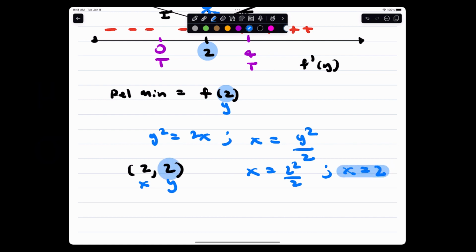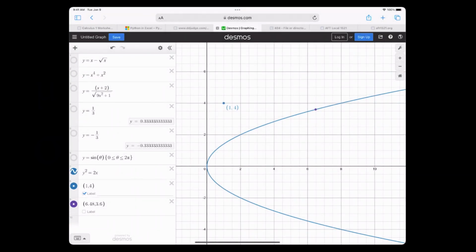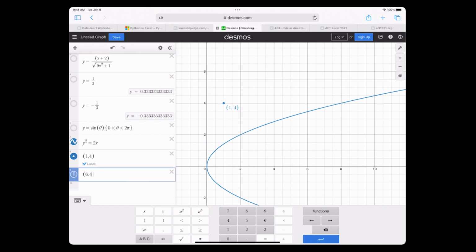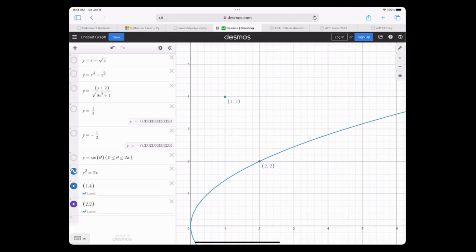So x is 2, y is 2. Okay, let's go back and see if that makes sense. It was purple. All right, come on. 2, 2. And sure enough, ladies and gentlemen, that makes more sense.